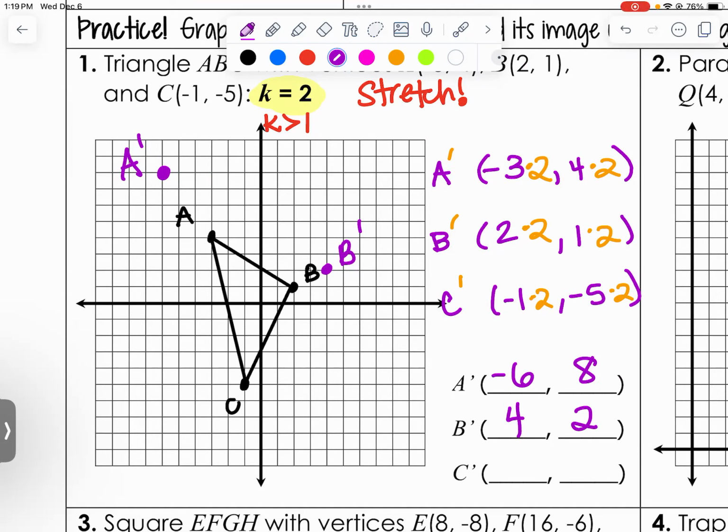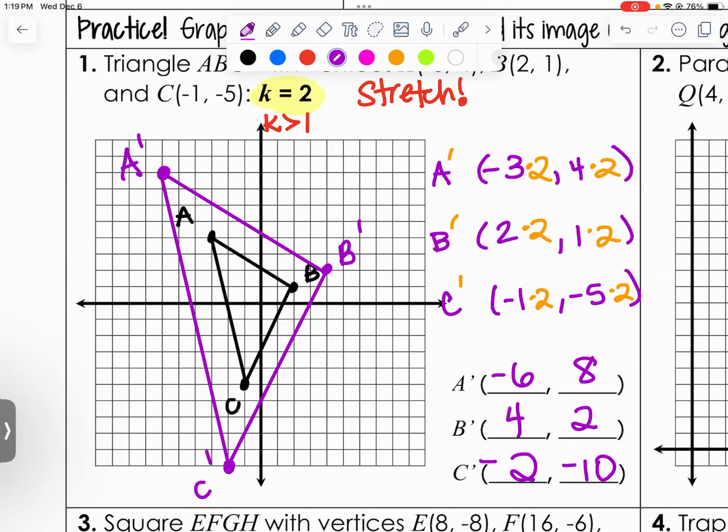Jacob, what's -1 times 2? 2. Positive or negative? Positive. What's -5 times 2? Hey, just think about it. What's -5 times 2? -10. All right. So our C coordinate is at -2, -10.